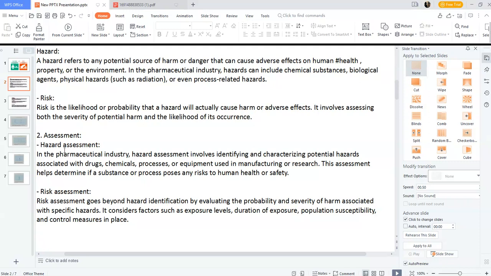Assessment. So, hazard assessment. In the pharmaceutical industry, hazard assessment involves identifying and characterizing the potential hazards associated with drugs, chemical processes, and equipment used in manufacturing or research. The assessment helps determine if a substance or process poses any risk to human health or safety. Risk assessment goes beyond hazard identification by evaluating the probability and severity of harm associated with a specific hazard. It considers factors such as exposure level, duration of exposure, population susceptibility, and controls in place.